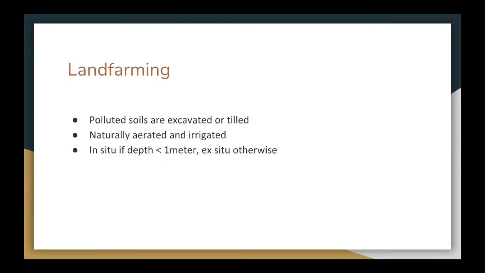Land farming is when polluted soils are excavated and or tilled. The contaminated soil is laid out on top of the ground where it is irrigated and naturally aerated to promote microorganism activity. This type of bioremediation can be considered in situ or ex situ depending on the depth of the soil that it is excavated and tilled. If it is less than 1 meter, it is treated as in situ, but if it needs to be excavated, it is considered ex situ.